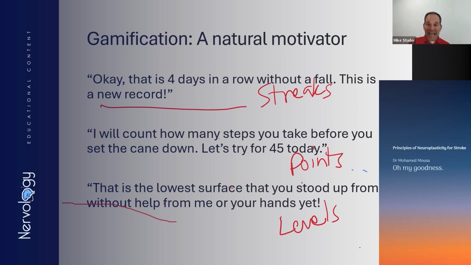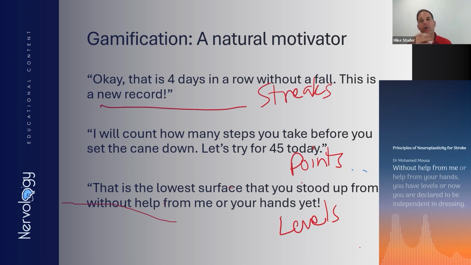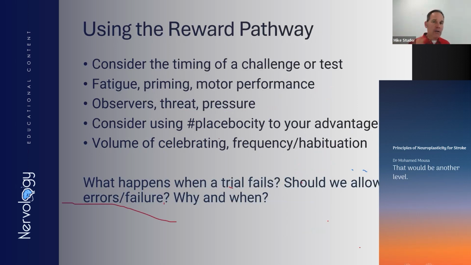Oh my goodness, that's the lowest surface you've ever gotten up from since your stroke without help from me or help from your hands. You have levels, or now you are declared to be independent in dressing. That would be another level. All of this goes through the reward pathway, lighting the brain up with dopamine, which actually makes the brain more likely to incur future neuroplastic changes.